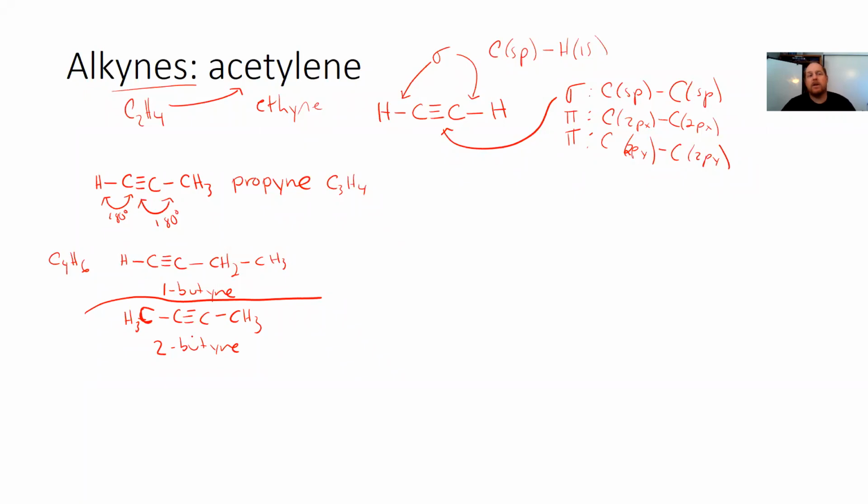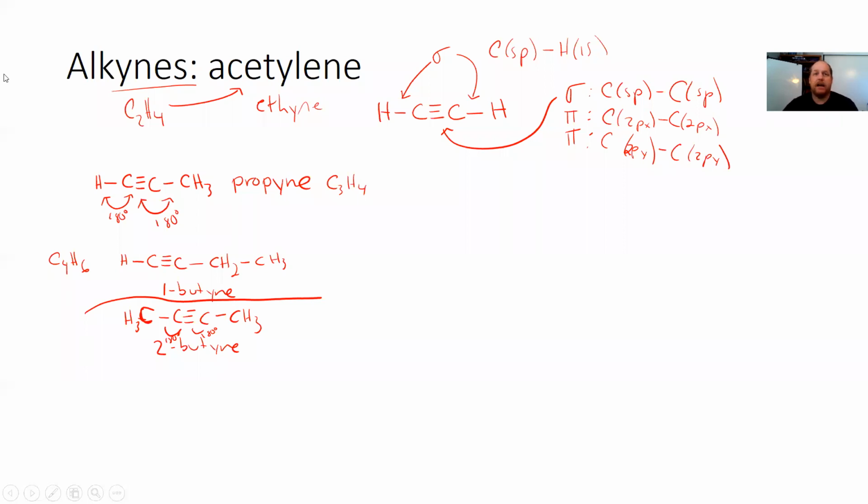Right, in this case, you don't have to worry about cis-trans isomers because that bond angle here and here, since those are both 180 degrees, you don't have to worry about cis-trans isomerism when it comes to alkynes. But you do have to specify where they're at in the molecule. Okay, so hopefully that's nice and straightforward.